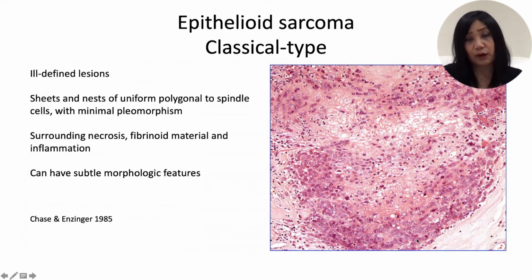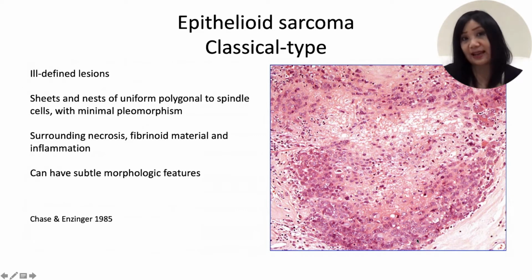So classical type epithelioid sarcoma are typically ill-defined lesions composed of sheets and nests of essentially uniform, polygonal to sometimes more spindled cells with minimal pleomorphism. And there is this prominent surrounding look of necrosis, so geographic necrosis with variable fibrinoid material and variable inflammation and fibrosis.